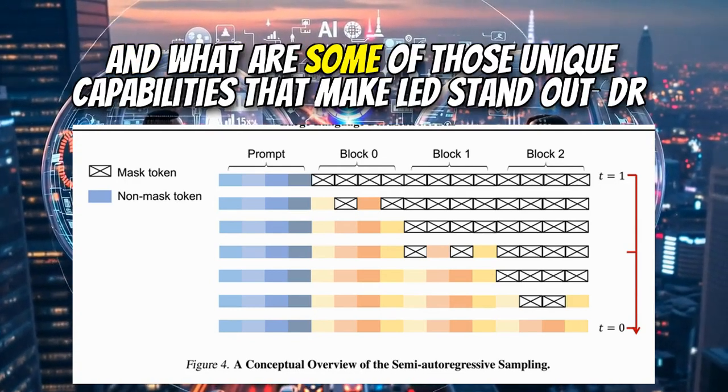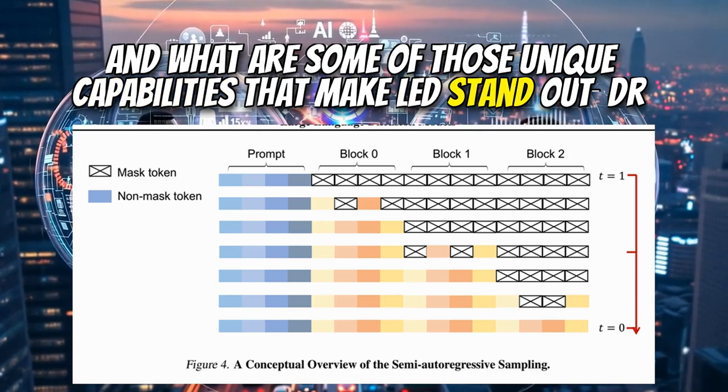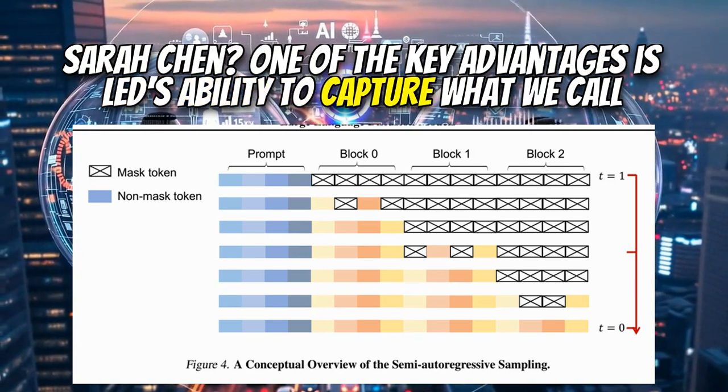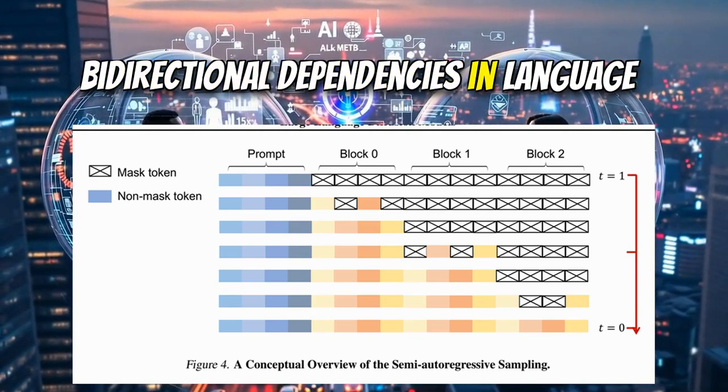Right. And what are some of those unique capabilities that make LLaDA stand out, Dr. Sarah Chen? One of the key advantages is LLaDA's ability to capture what we call bidirectional dependencies in language.